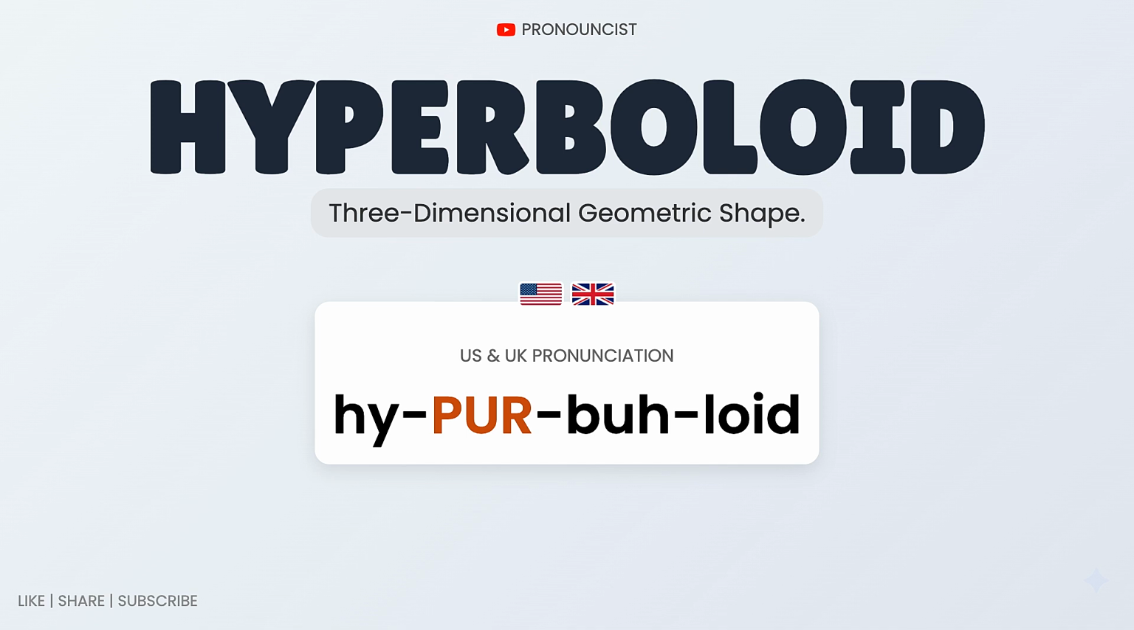Hy, per, b, loid. Hyperboloid. Stress pure and keep loid smooth.